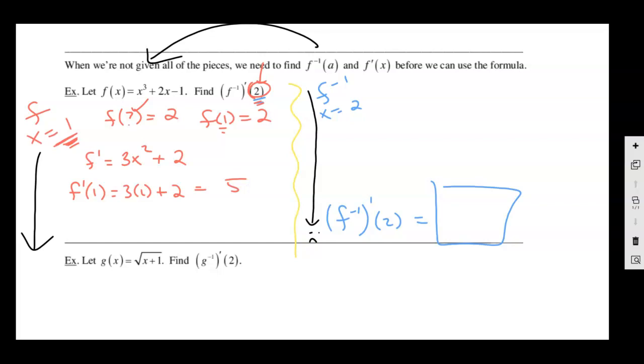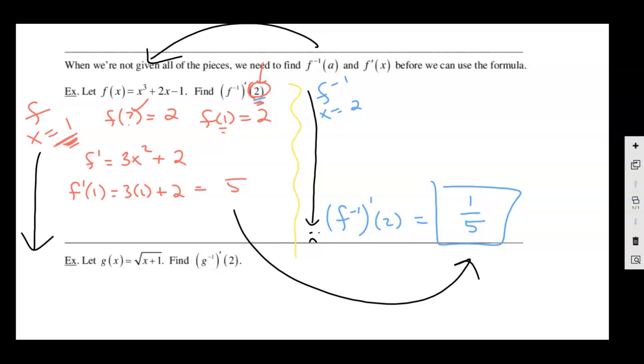5 is not the answer. Remember, somehow I need to switch it back and get from the value of the derivative of the original over to the value of the derivative of the inverse. And what's going to be that relationship between the f prime value and then the f inverse prime value? They are reciprocals. So my answer to this question is 1/5.